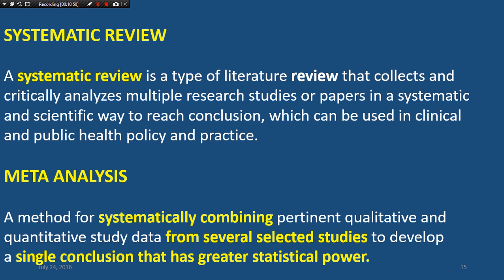Next, higher to randomized control trial in the hierarchy of evidence. Quality of evidence is higher for systematic review. Systematic review is a type of literature review. It collects and critically analyzes multiple research studies or papers in a systematic and scientific way to reach conclusion.